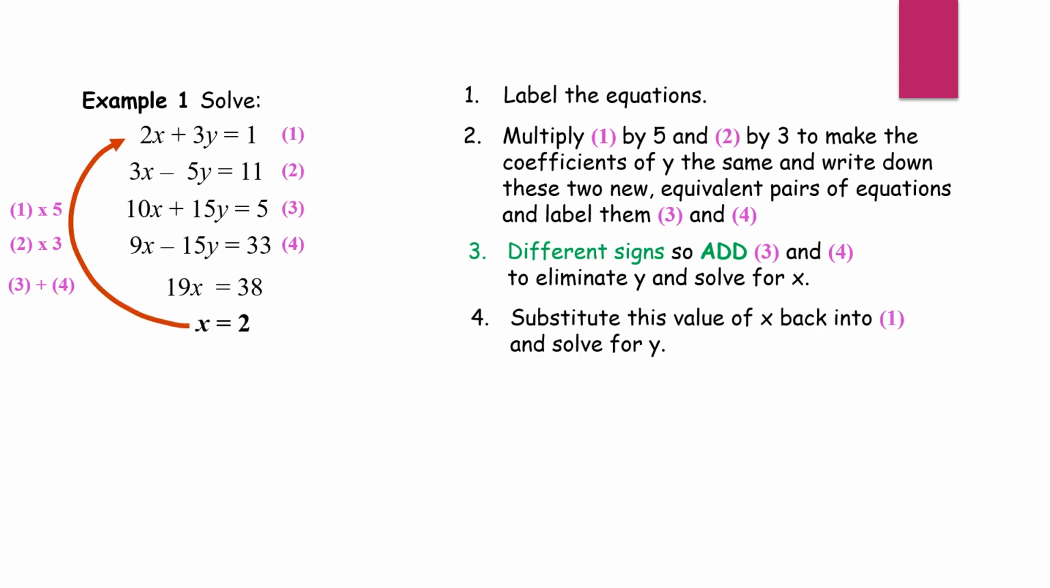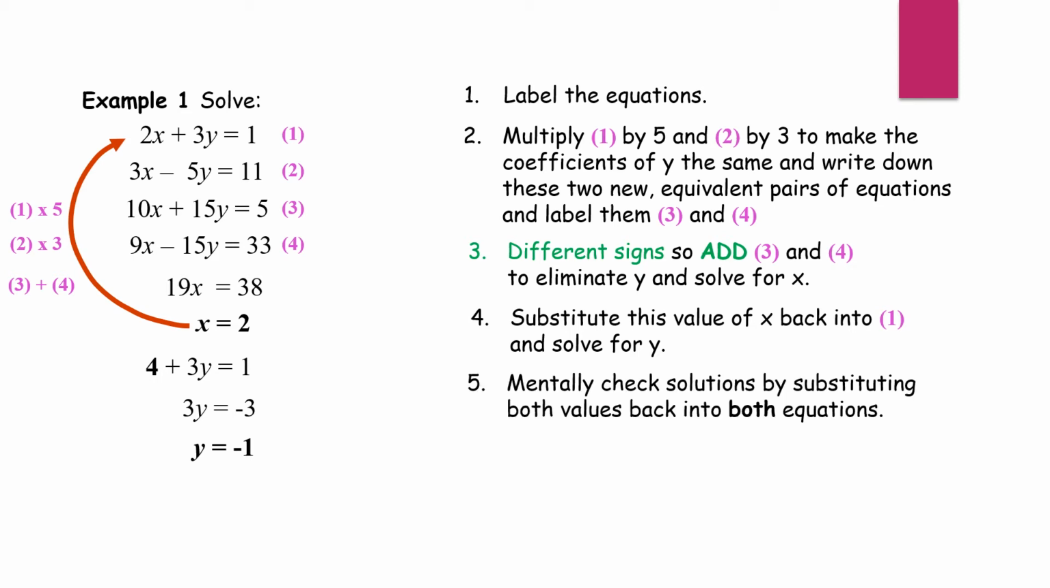So the next step is to substitute this value of x back into equation 1 and solve for y. So we get 2 times 2 is 4, plus 3y equals 1. Then we're going to take away 4 from both sides, and that's going to give us 3y equals negative 3. And then we're going to divide both sides by 3 to get y equals negative 1.